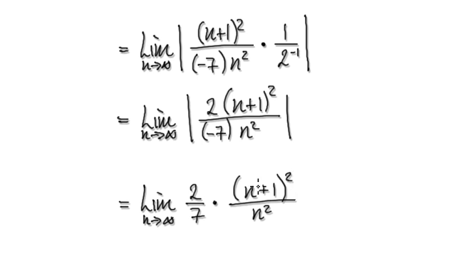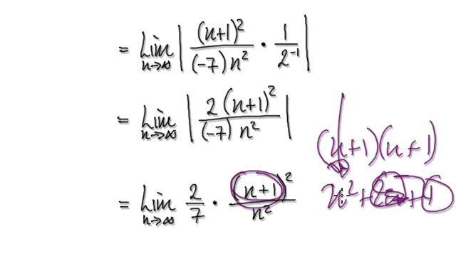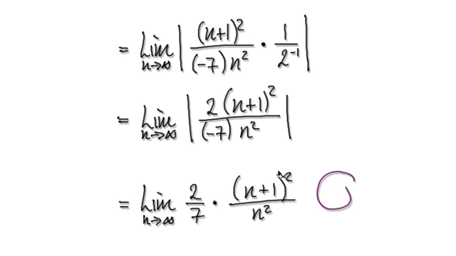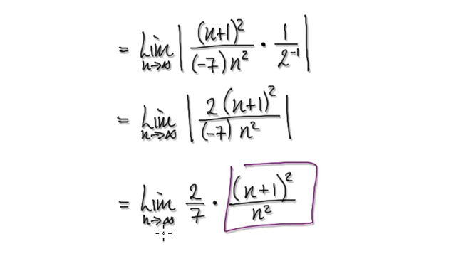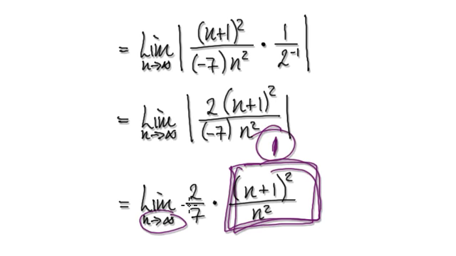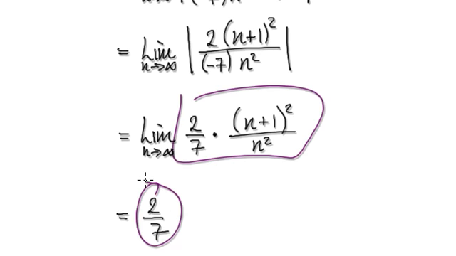As n heads towards infinity, just look at the leading term. If you multiply out n plus 1 times n plus 1, you're going to get n squared plus 2n plus 1. But don't bother about these two terms. You only need to look at the leading term. The highest term is n squared. So n squared over n as n heads towards infinity will be 1. The limit as n heads towards infinity of this thing here will be 1. So this block here will be the number 1. The number 1 times 2 over 7 equals this. So the limit of this whole thing here is 2 over 7.